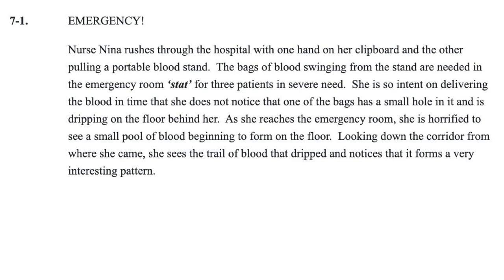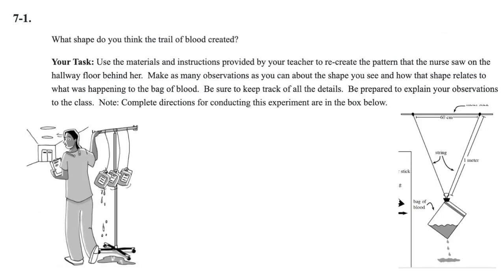And the key thing here is that she notices that when she looks down the corridor, she sees a trail of blood that dripped down and notices it forms a very interesting pattern. Because of course that's what we do in the emergency room. So this would be her, the blood would be dripping, and what's supposed to happen here is that you set up a class activity and map out all of these different patterns, but obviously you're doing this by yourself, so that's not necessarily something you can do. So we just have to think about this.